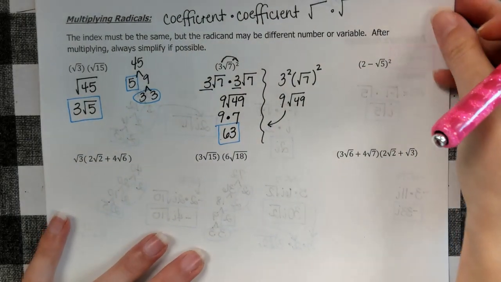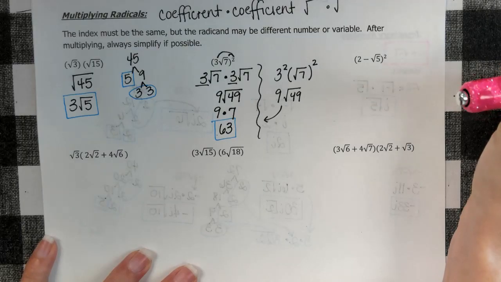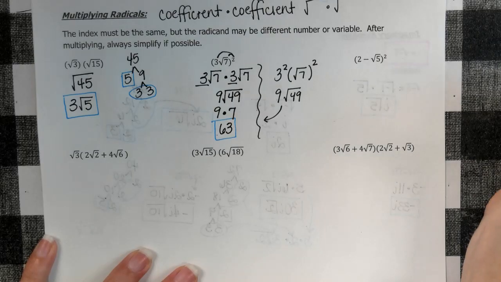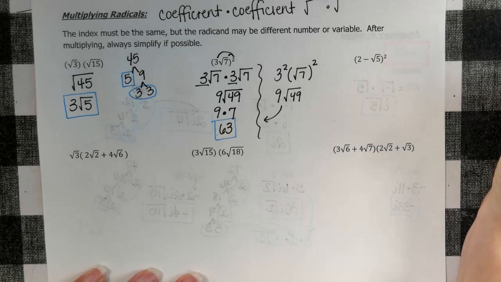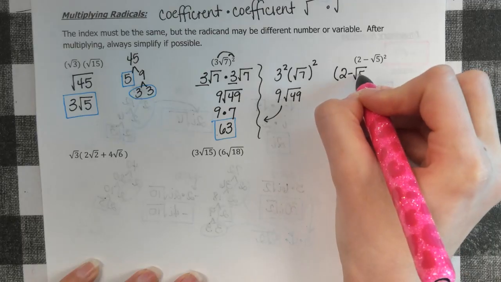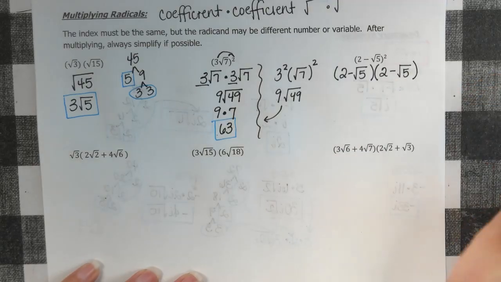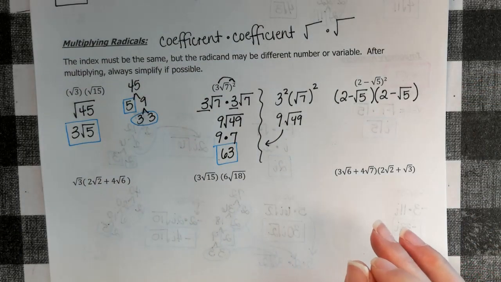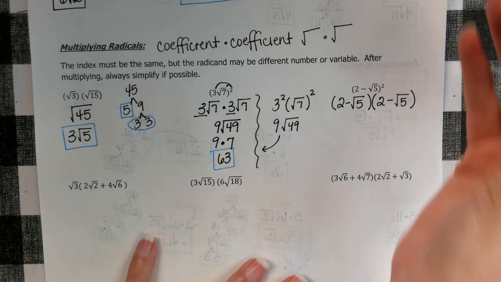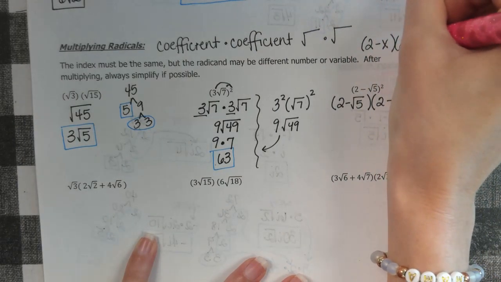Now, what about if I have 2 minus square root of 5 squared? If I have in parentheses 2 minus square root of 5 squared, what am I actually multiplying by itself? Is it just the square root of 5 or is it the whole thing? You have to be careful, it's the whole thing. So I'm going to write 2 minus square root of 5 times itself, 2 minus square root of 5. Now I want to compare that to if I had 2 minus x times 2 minus x.